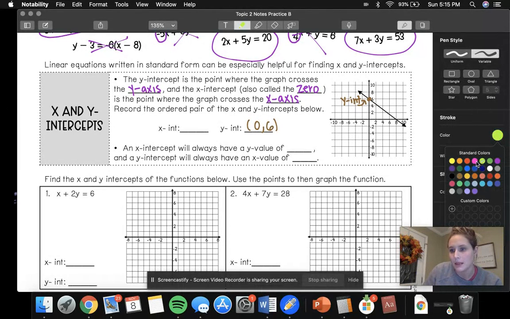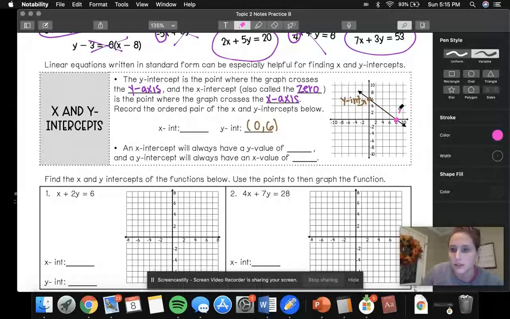Okay. Then we also have this x-axis, and this line also crosses the x-axis as well. So this is our x-intercept. And as an ordered pair, it crosses at 8. So as an ordered pair, that would be 8, 0.